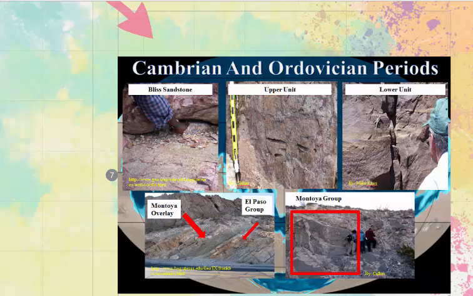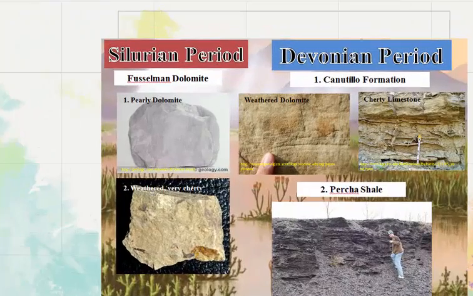Next, we have the Silurian period, followed by the Devonian. The Silurian period is known for its Fusselman dolomite series, which can also be broken into two units. You have the first unit of a pearly gray dolomite, and the second unit, which is a weathered, more sturdy dolomite.